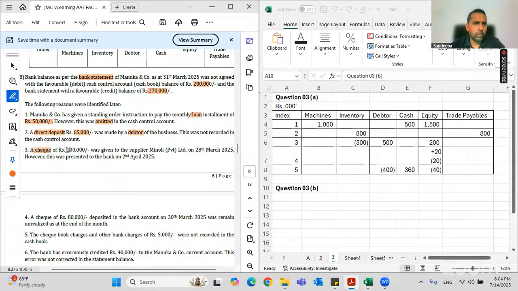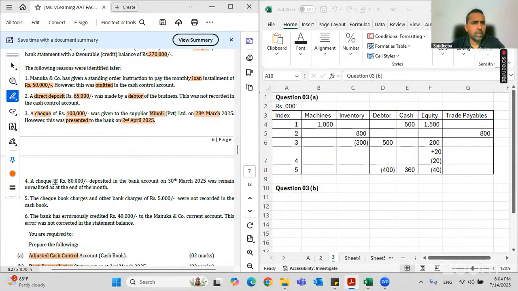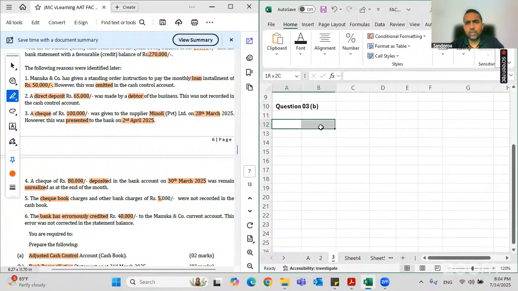A check of rupees 100,000 was given to the supplier Minoli on 28 March. However, this was presented to the bank on 2nd of April. A check of rupees 80 deposited in the bank account on 30th March remained unrealized. The checkbook charges and other bank charges 5 not recorded. Bank has erroneously credited 40 to the current account. Right. So these are the things that we need to go through. So let us prepare the adjusted cash control account and the bank rec.